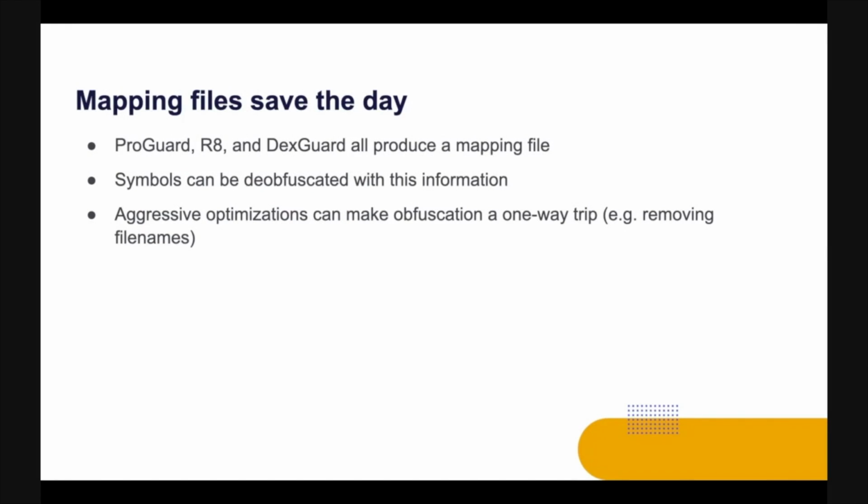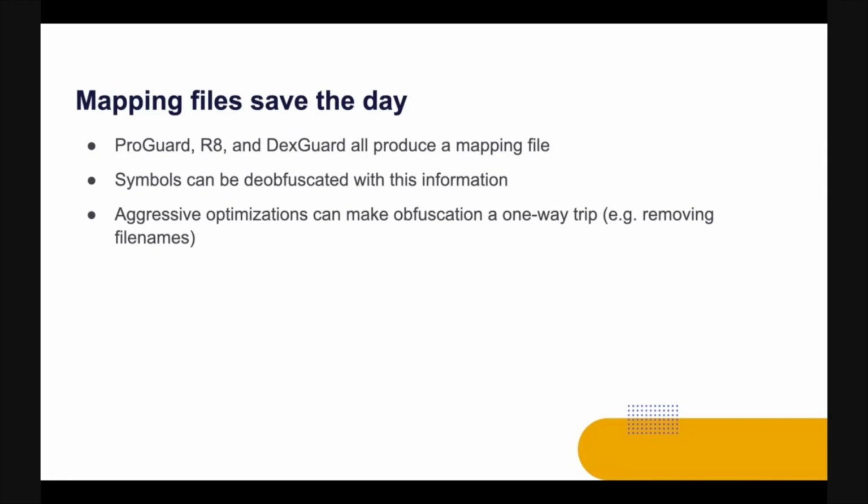Mapping files are basically the answer to this. Most obfuscation tools like ProGuard, R8, DexGuard will produce a mapping file, which allows you to effectively deobfuscate symbols. Although sometimes there are aggressive optimizations which can make this obfuscation a one-way trip. For instance, if you remove file names in your ProGuard configuration, it may not be possible to get exactly the same stack trace back.